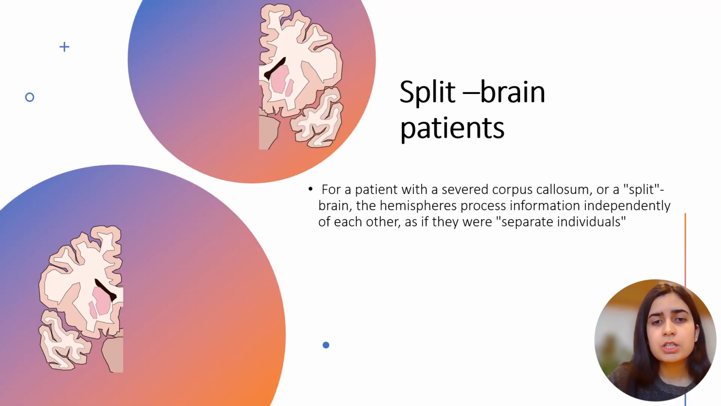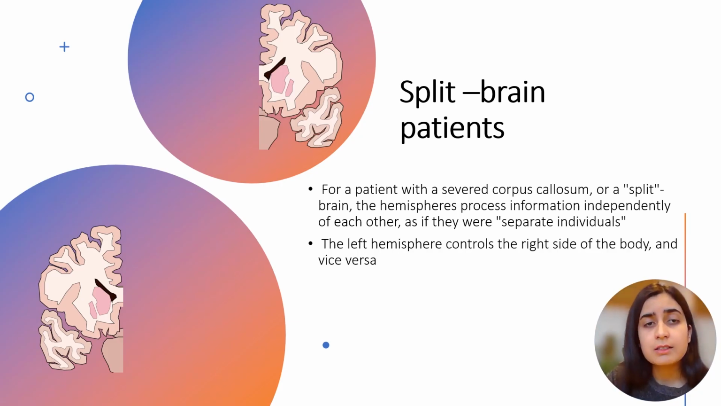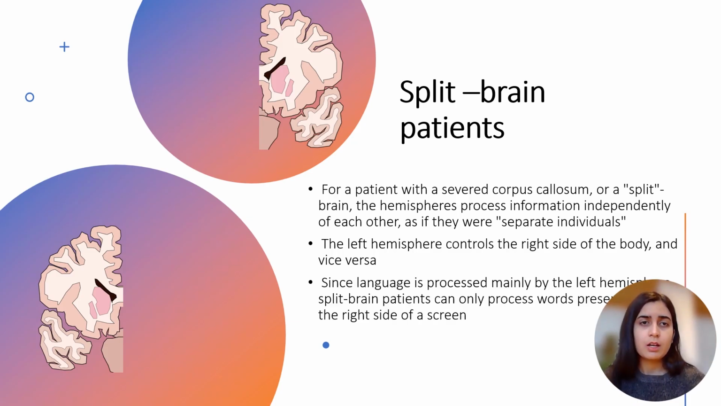For a patient with a severed corpus callosum, or split brain, the hemispheres process information independently of each other as if they were separate individuals. The left hemisphere controls the right side of the body and vice versa. As language is processed mainly in the left side of the brain, split brain patients can only process words presented on the right side of the screen. Here is an example of how a split brain patient performs a verbal test involving two words presented on either side of this screen.